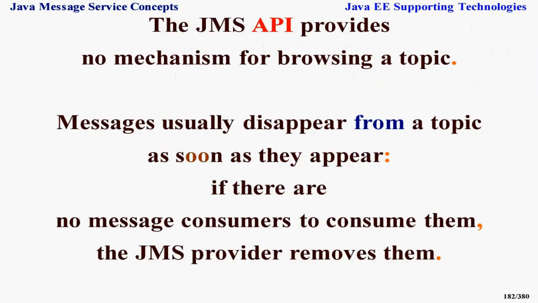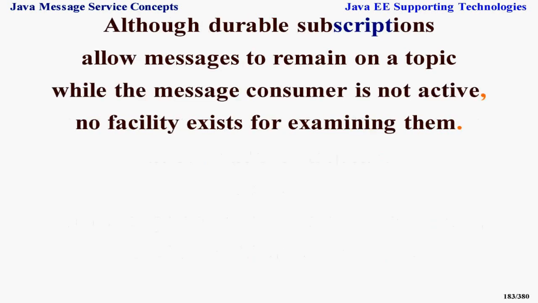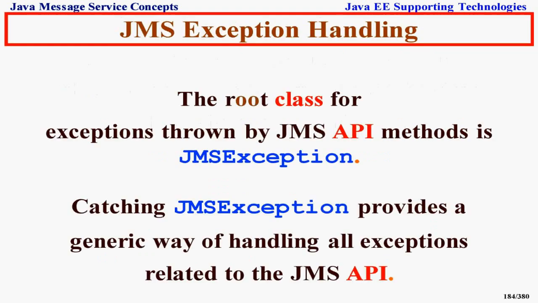The JMS API provides no mechanism for browsing a topic. Messages usually disappear from a topic as soon as they appear. If there are no message consumers to consume them, the JMS provider removes them. Although durable subscriptions allow messages to remain on a topic while the message consumer is not active, no facility exists for examining them.